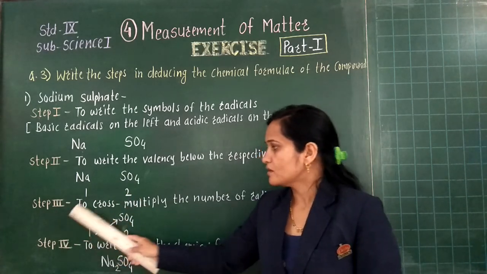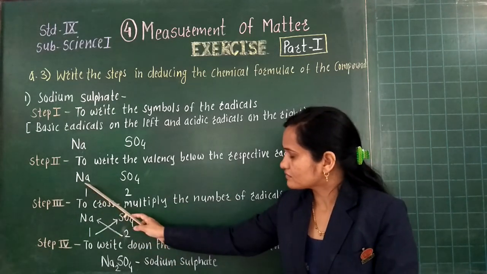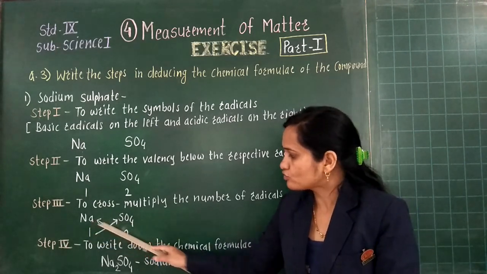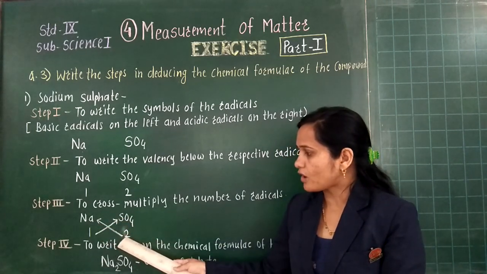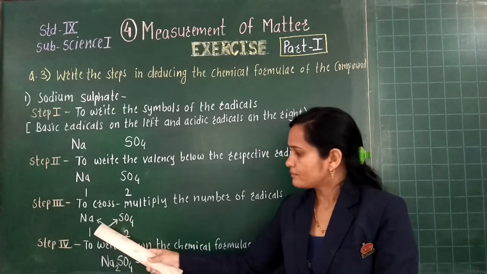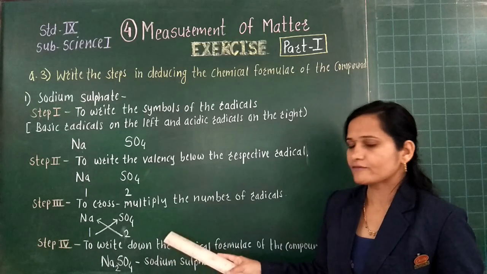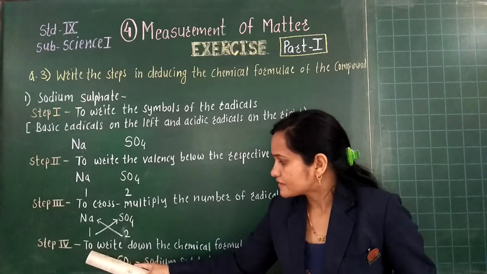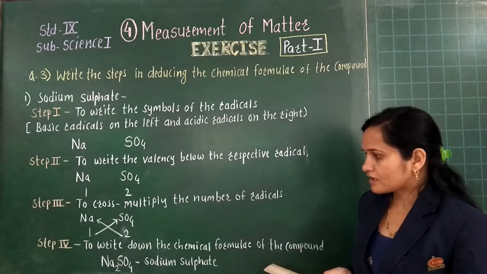Now see the third step, to cross multiply the number of radicals. Whatever radicals are there and below them the valencies are written, you have to do cross multiplication of it. It means Na takes the valency of SO4 and SO4 takes the valency of Na. By doing this cross multiplication we can get the molecular formula or chemical formula for that compound. So see step number 4, to write down the chemical formulae of the compound.